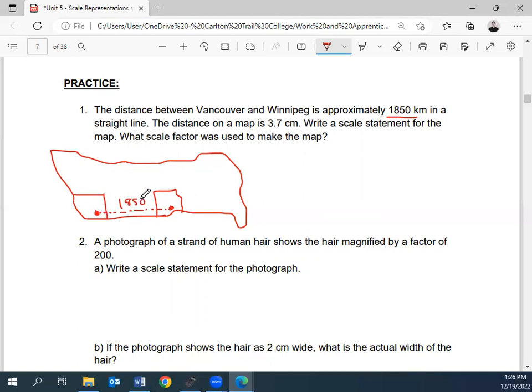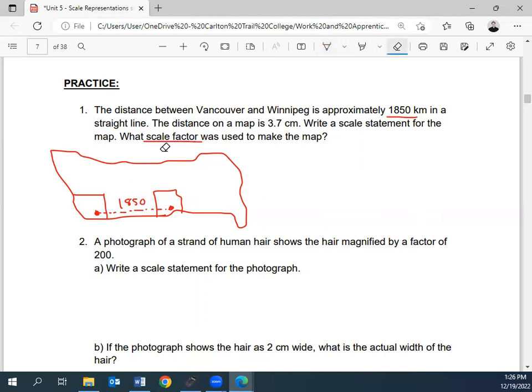That's technically what it is. If you were to drive or fly that, that's what it is. On a map, though, this distance is only 3.7 centimeters. So they took a ruler to this on a map. That's how big it is. It's only like this big, right? My finger's only a couple centimeters apart there. We want to figure out the scale factor that was used.